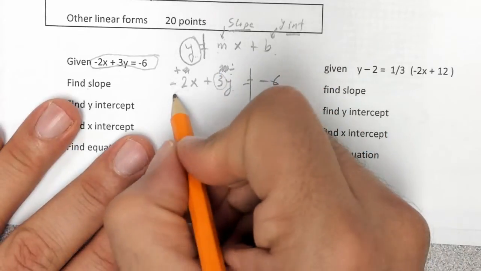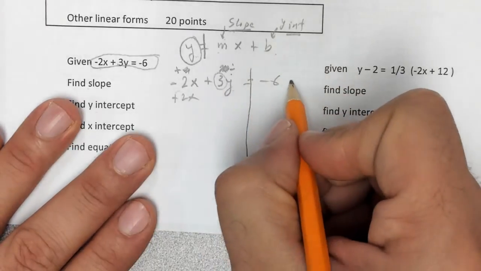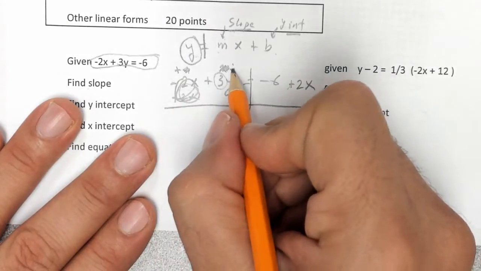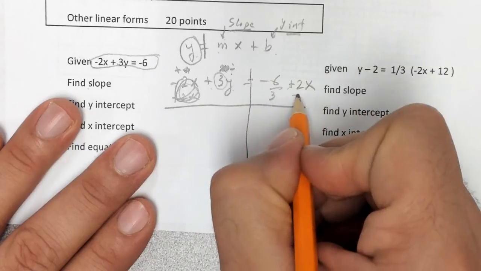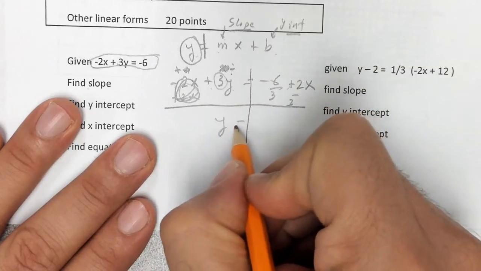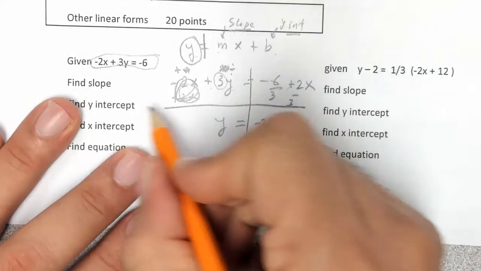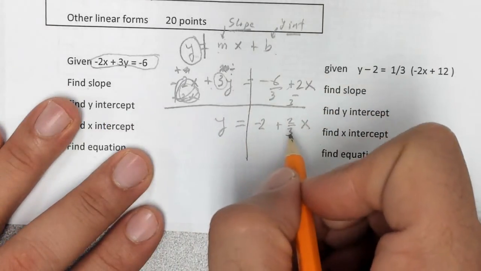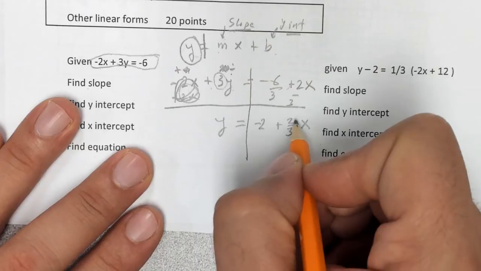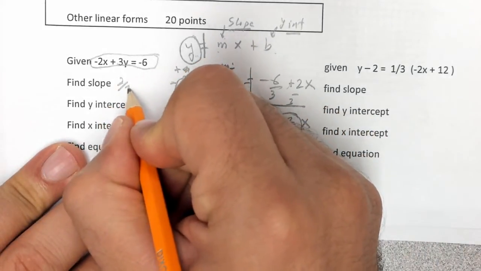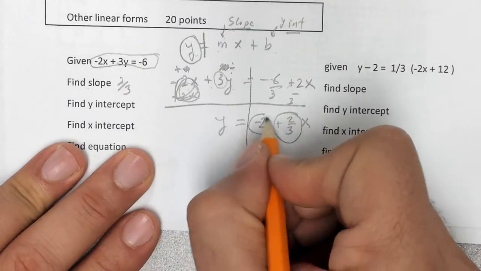So I'm going to add a 2x to both sides. And then I'm going to divide by a 3. That ends up giving me y equals negative 2 plus 2 over 3x. The slope is not the first one or the second one. The slope is always the number next to the letter x. My slope is a positive 2/3. My y-intercept is a negative 2.